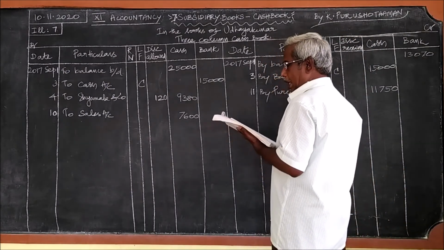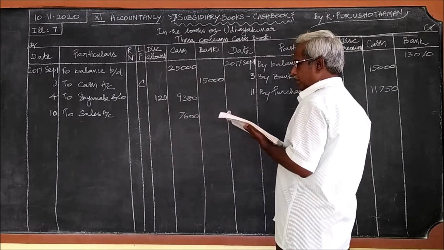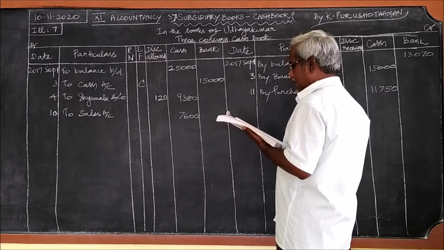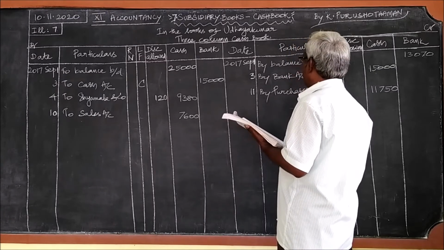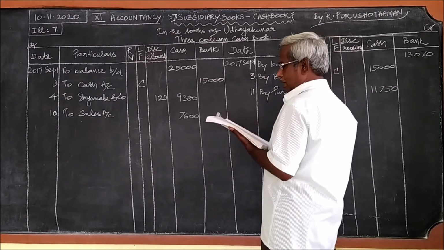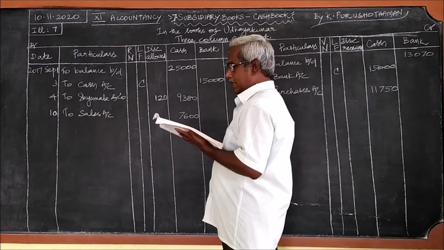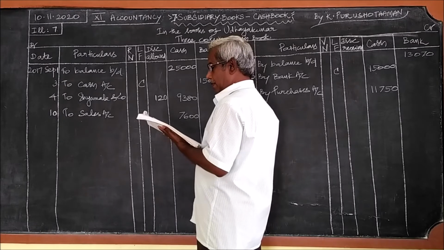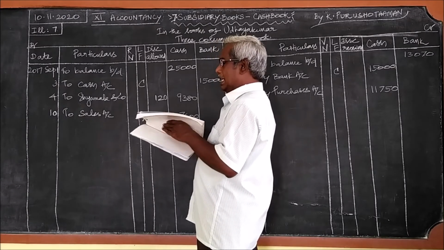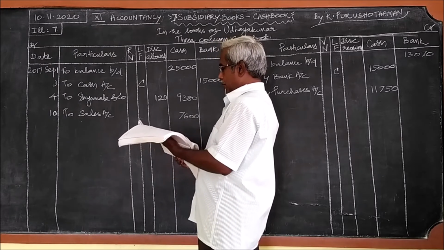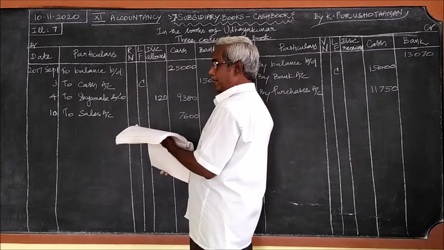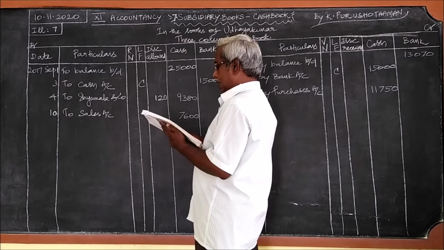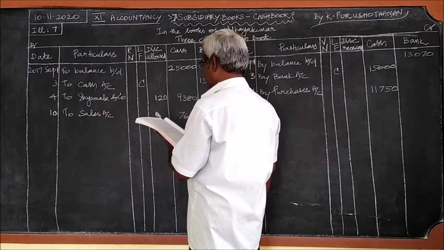Then gave Batma a check for rupees 21,375 and was allowed a discount of 125. Is it Batma gave a check or gave Batma a check? For rupees 21,375. That is, it was given to Batma and was allowed a discount of.